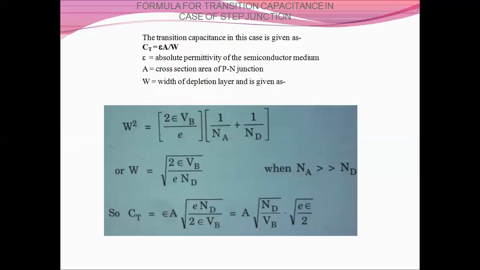So you will get the capacitance, that is the transition capacitance, as epsilon A root of e ND divided by 2 epsilon V_B, which will be equal to A square root of ND divided by V_B into root of e epsilon by 2. That is, the epsilon value in the numerator and denominator gets cancelled, so it comes in the square root in the second part.